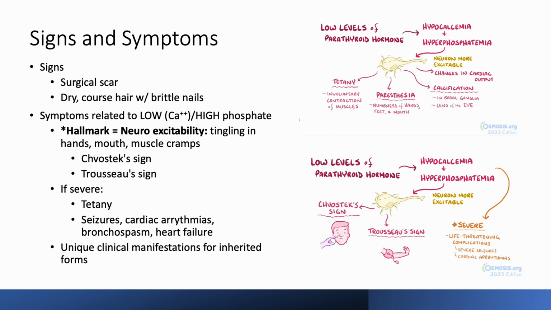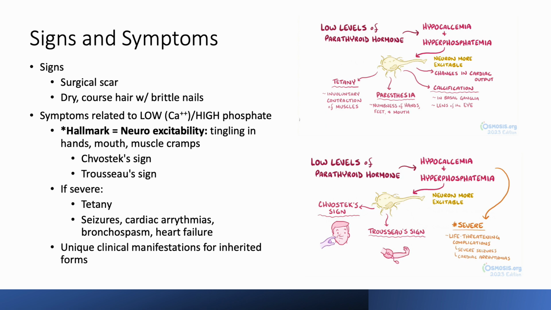So we have several signs and symptoms that will occur because of this. They are different, of course, than our hyperparathyroid. So we may have some obvious signs when a patient walks in because they have a thyroidectomy scar, right? So we're already automatically considering this while we're doing our physical exam. They may have dry, coarse hair, and brittle nails, and some symptoms can be related to low calcium and high phosphate.